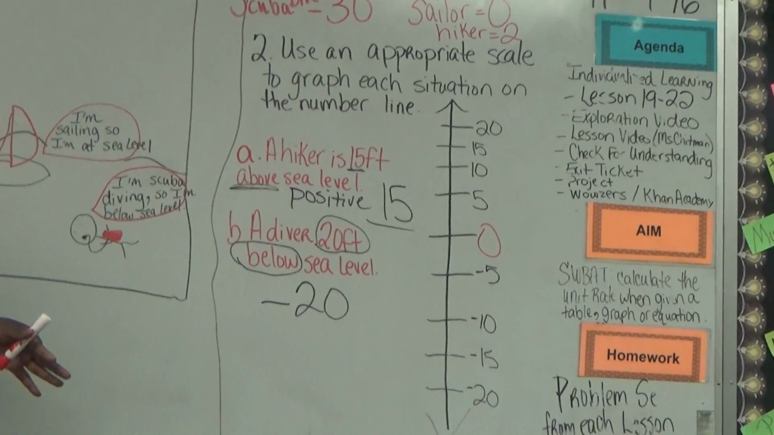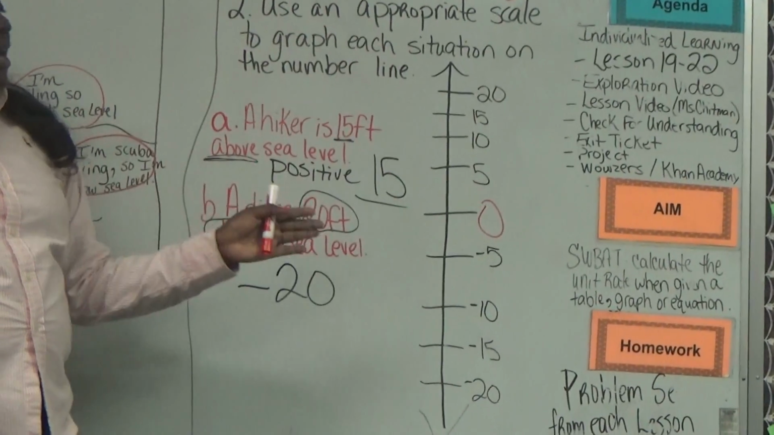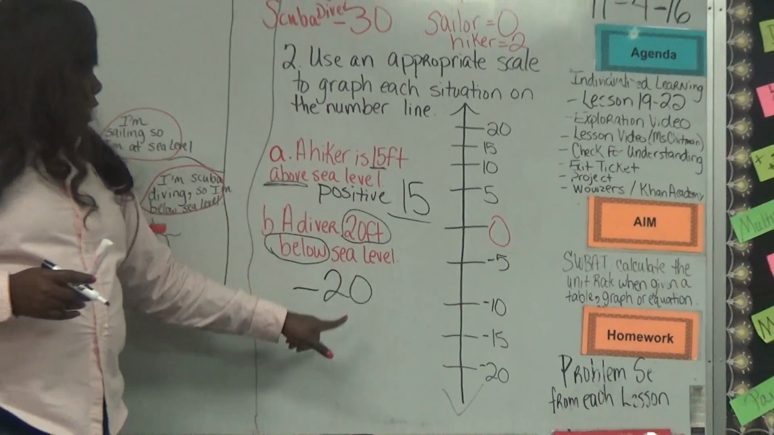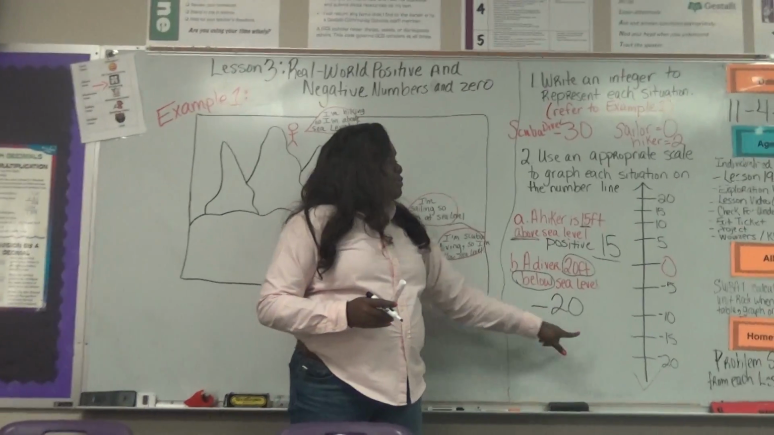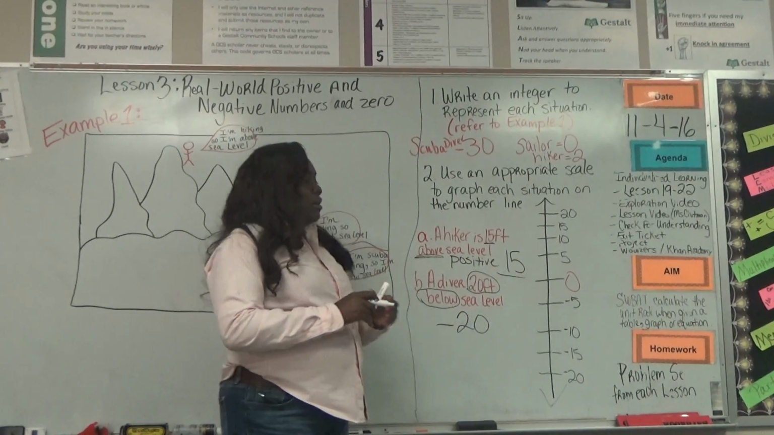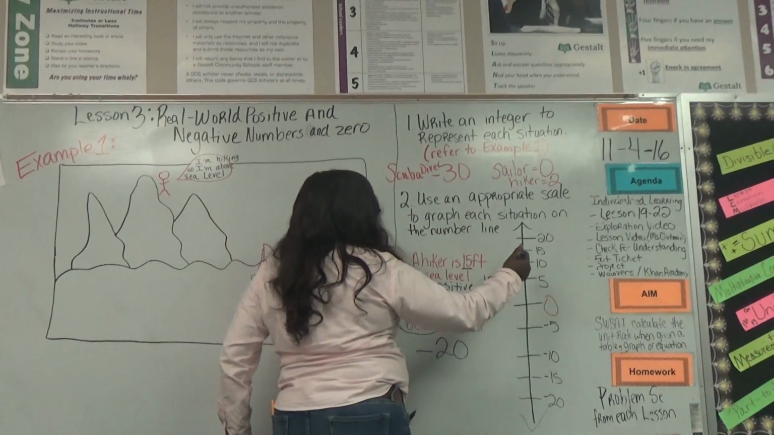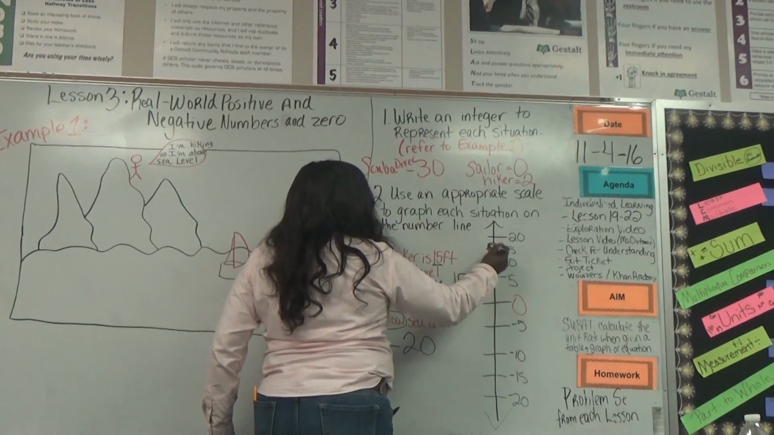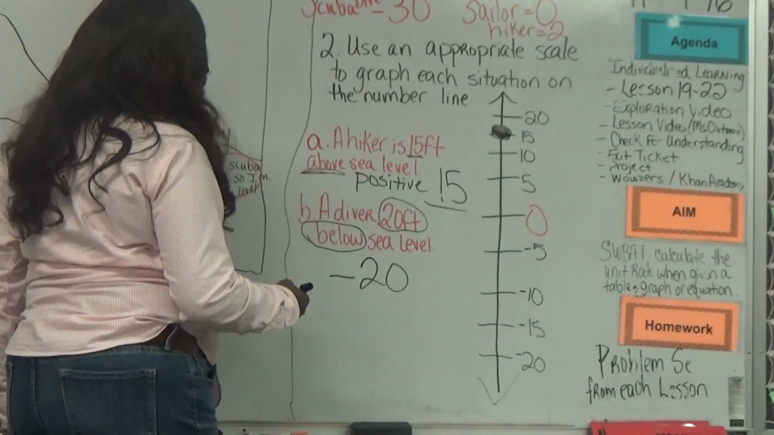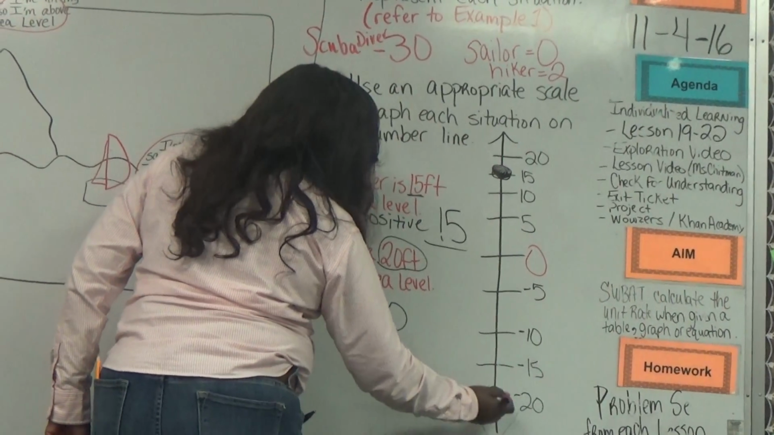So the directions tell us we use an appropriate scale because we're able to graph a positive 15 and a negative 20. So on the number line, I need to put a dot on my positive 15, which is here. So I'm going to shade that in with a dot. And then I need to put a dot on my negative 20.